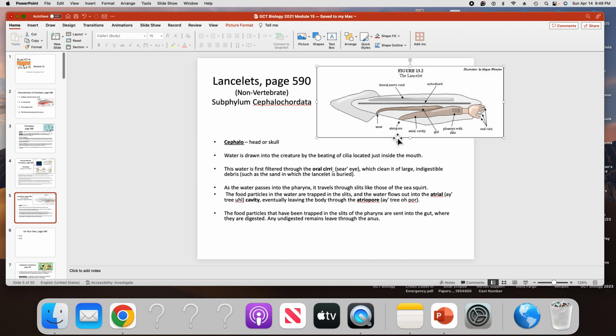The food particles that have been trapped in the slits of the pharynx are sent into the gut, where they're digested. The gut's here, and anything undigested would be expelled through the anus.